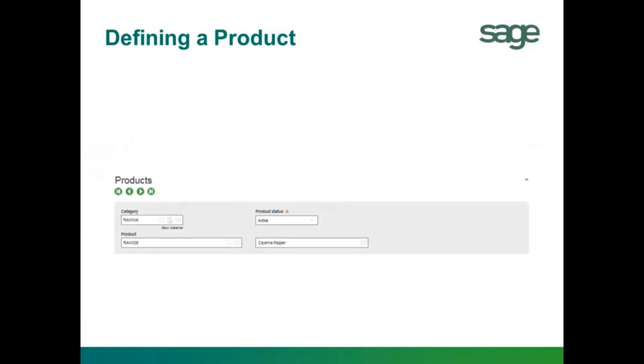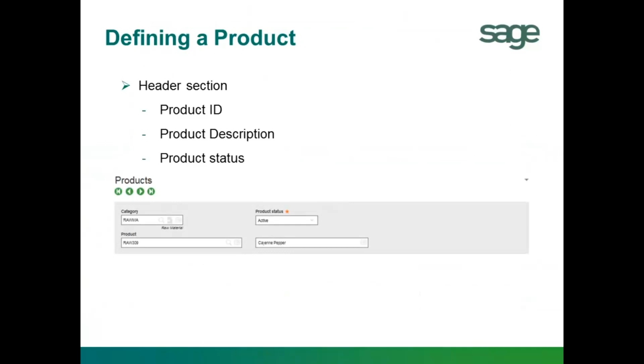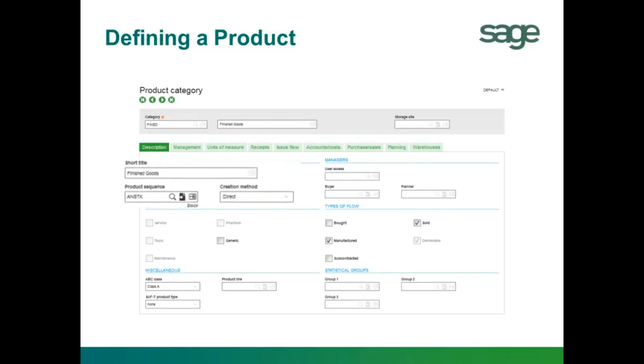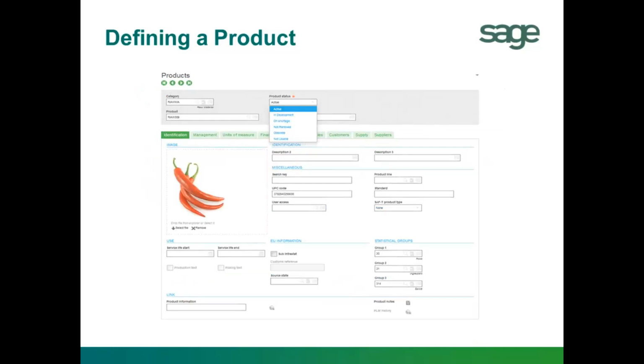You then define the header section where you select the product ID, description, as well as the product status. Now, if a sequence number was assigned to the product category, you cannot enter a product ID. The product ID is automatically generated when saving the newly created product based on the settings defined for the sequence number. You next determine the status for the product.